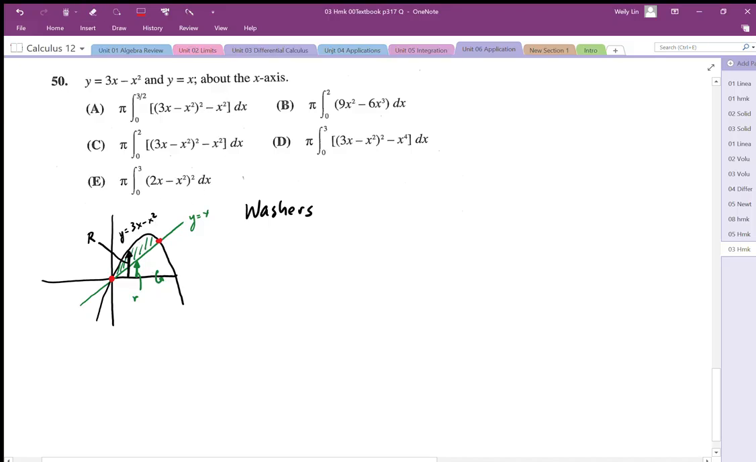So first thing is we have to make sure that we understand how to get that area, and we need to know the bounds of that area. So the first thing is I'm going to solve for the intersection points of those bounds. To do that, I'm going to make my 3x minus x squared equal to x, and then solve this equation. So I end up with x squared, or sorry, this is going to be 4x.